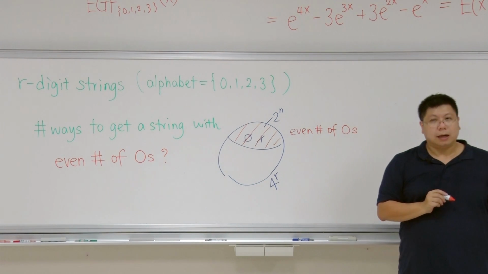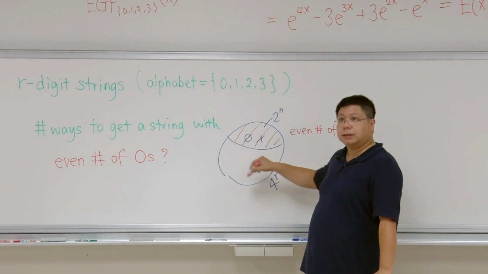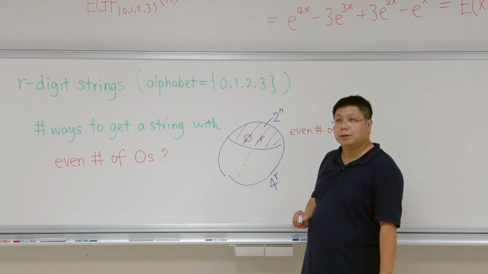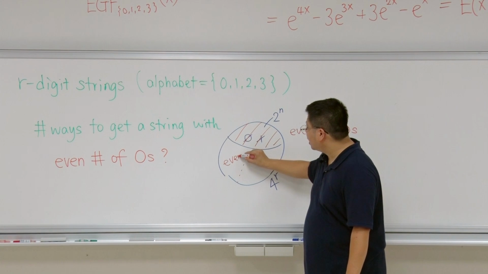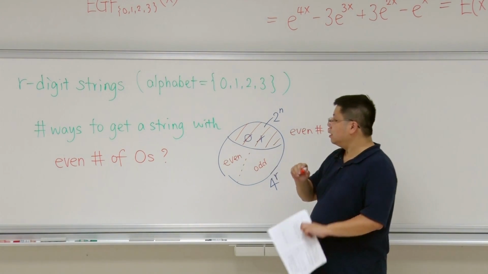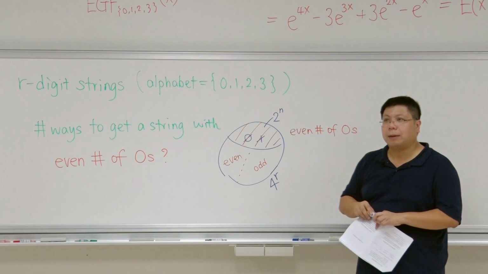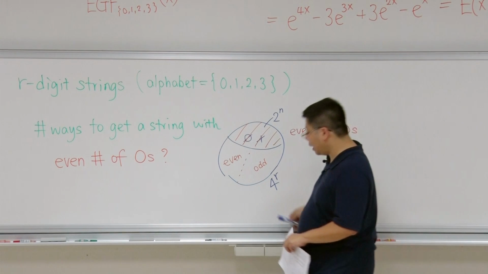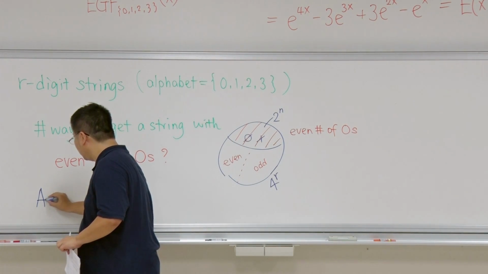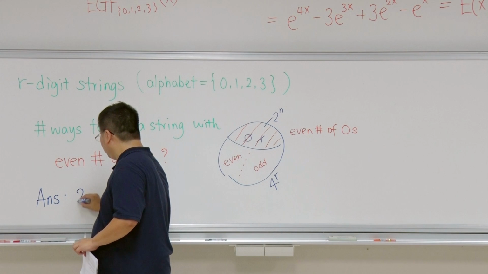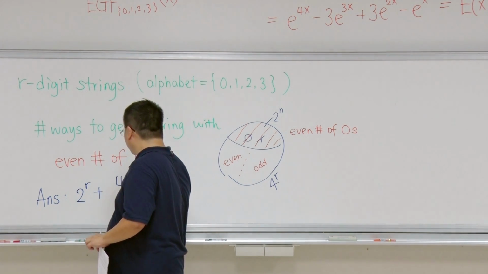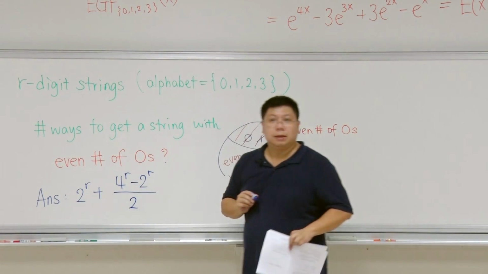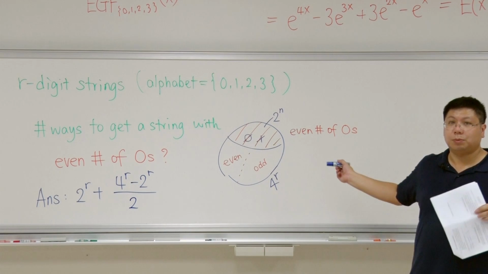Is that okay? And then if you still recall, for the remaining strings, exactly half of them will have an even number of 0s. So half of them have even, half of them have odd. That's a long time ago that we came up with a proof that shows that the answer for this one is equal to 2 to the power n plus (4 to the power n minus 2 to the power n) divided by 2.